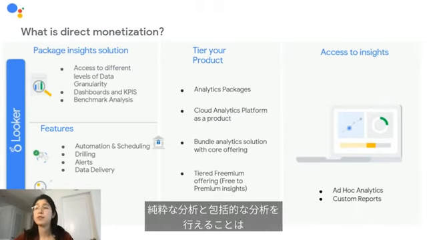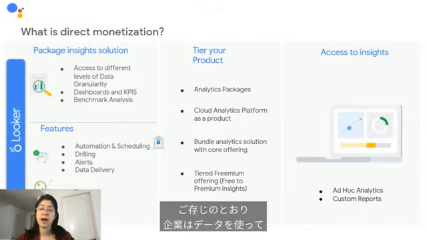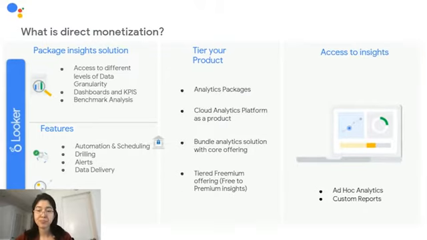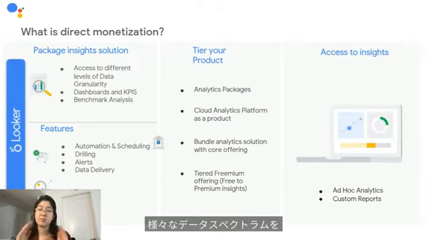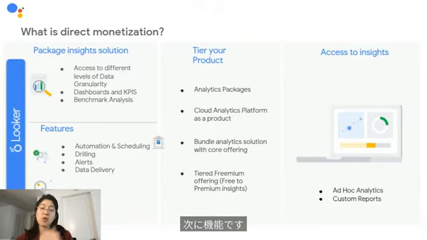Being able to do peer versus universe analytics becomes really important as people are using data to judge how their products are doing. So being able to just package different data spectrums in your solution. Then, of course, there's the features.